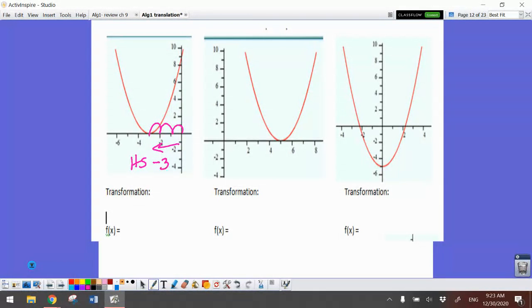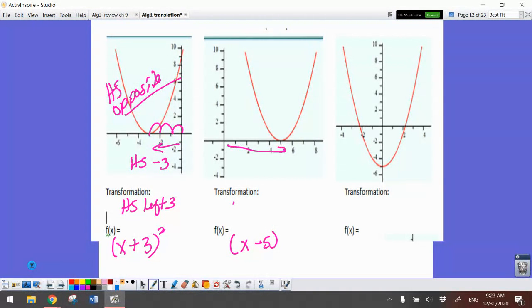All right, on this one I see a horizontal shift left 3, or an HS negative 3. So my function would be (x plus 3) squared. Remember, if it's a horizontal shift, it has to be opposite, and it's inside the parentheses. Same thing on this one: it would be (x minus 5), because that's a positive 5. A horizontal shift to the right of 5 has to be (x minus 5) quantity squared. Opposite.